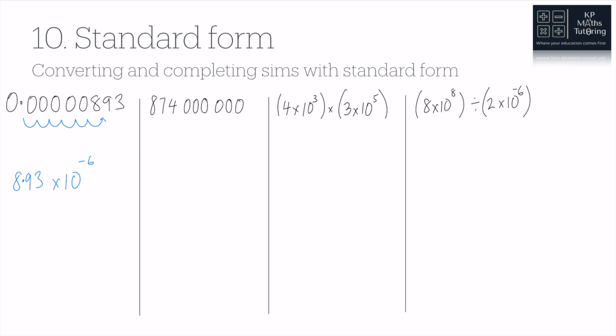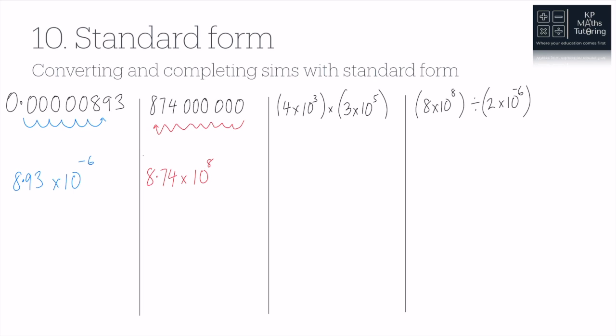And then in the second example here, it's very different. The decimal is currently at the end because it's 874 million. Same thing, decimal has to go between 1 and 10. So it's 8.74. My decimal is currently going 1, 2, 3, 4, 5, 6, 7, 8 spaces, to the power of 8. In this case, it's a positive power. Really big number, positive power. Really small number, negative power.